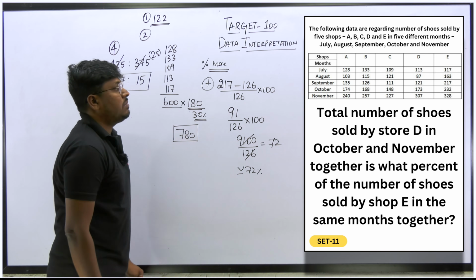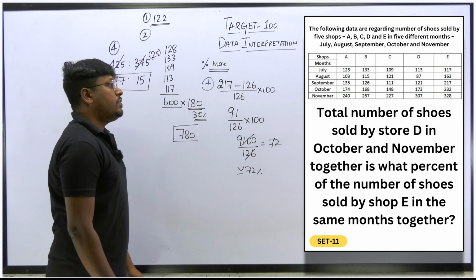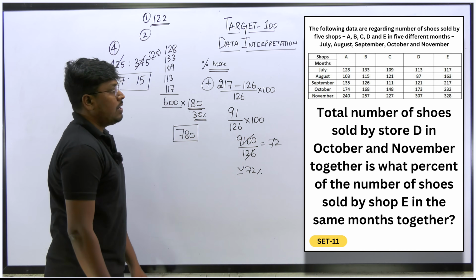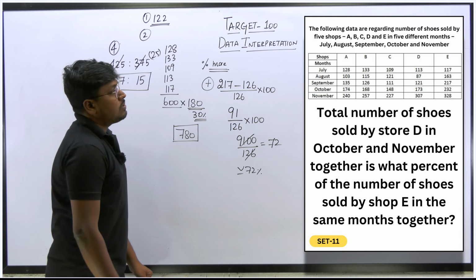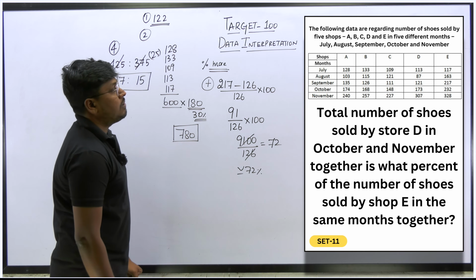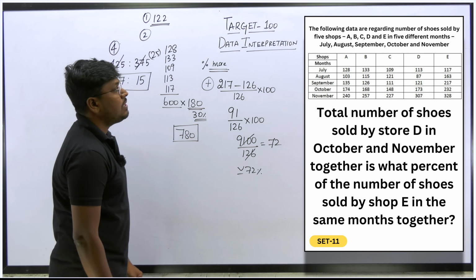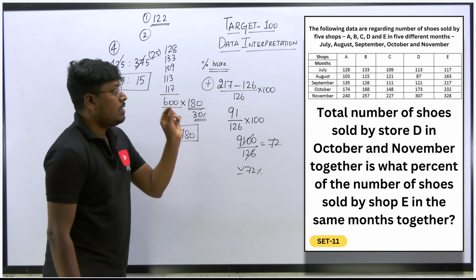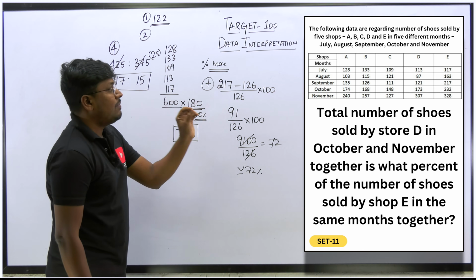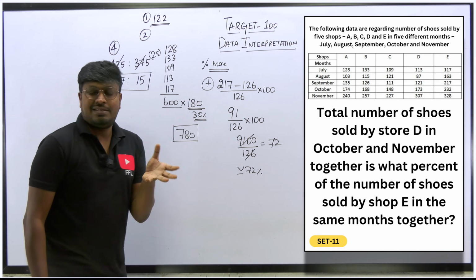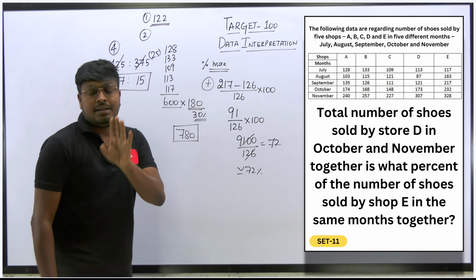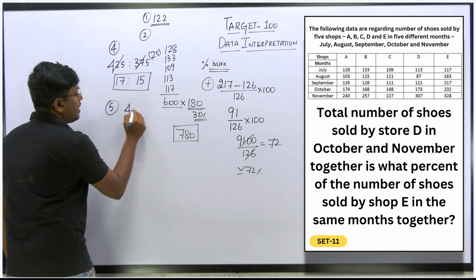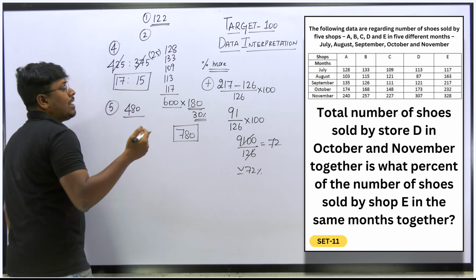So the last, 5th question. The total number of shoes that was sold by store D in October, November together. So D, October and November: 173, 307. So 300 plus 100 will be 400. 73 plus 7 will be 80, so 480. So 480 will be the numerator value. Easy or not, right? So try to calculate like this.